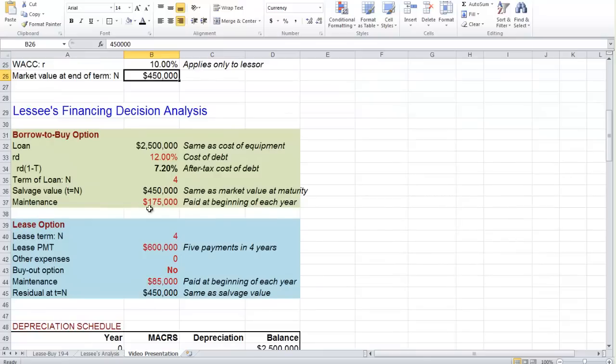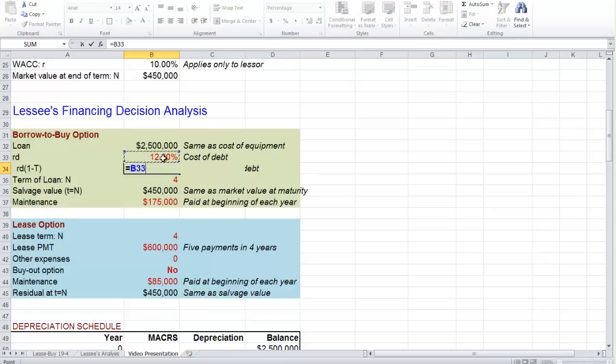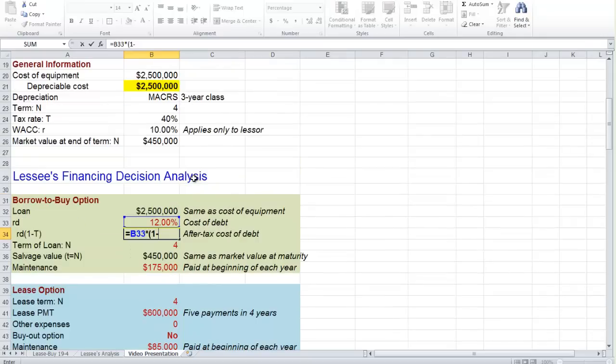Now then, for the lessee, the financing decision is two-pronged: borrow money and buy the equipment, or lease it. If the lessee chooses to borrow, then the entire $2.5 million would have to be borrowed from a lending institution at a cost of 12%, as shown here. The after-tax cost, if you look up here, this is equal to this interest rate multiplied by 1 minus t, 1 minus the tax rate. I scroll up a little bit, and that's the tax rate, close parenthesis. So that's how you get 7.2%.